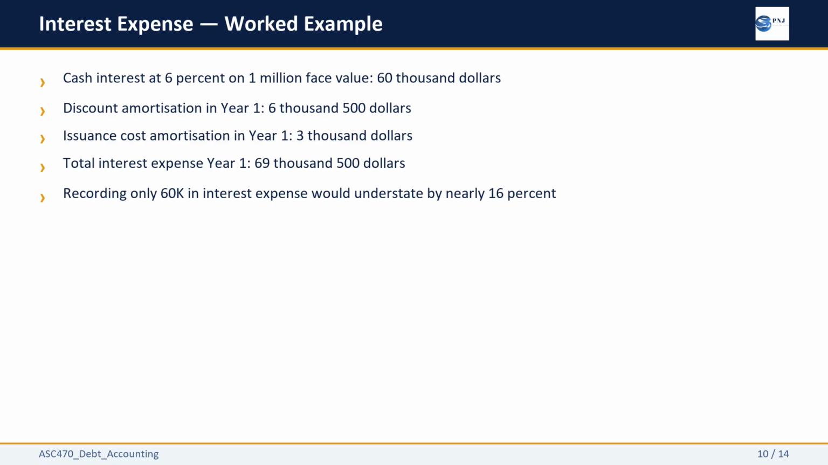Put the numbers together. Cash interest is $60,000. That is the check you write. Discount amortization adds $6,500. Issuance cost amortization adds another $3,000. Total interest expense, $69,500. If someone recorded only the cash payment as interest expense, they would understate it by nearly 16% in year one alone. The surprising part is how common this error is in practice, particularly when the issuance costs and discount are not large relative to the principal. Teams sometimes treat them as immaterial. They rarely are once you run the numbers.